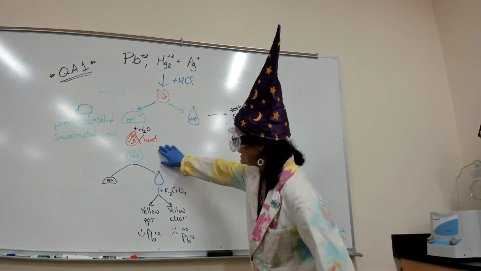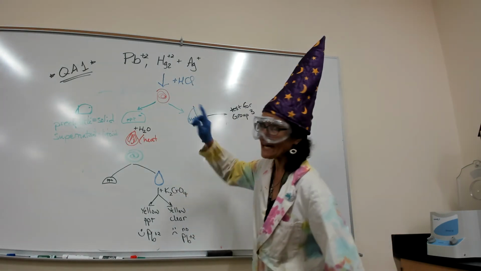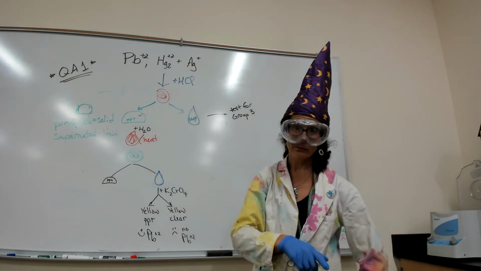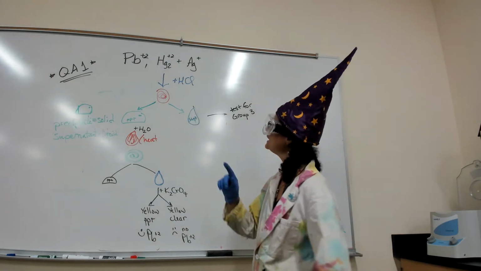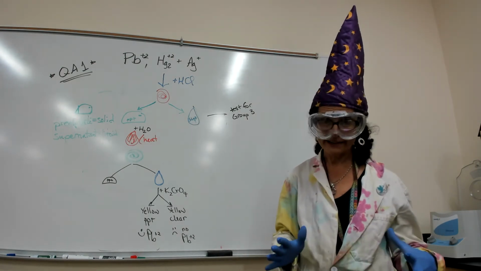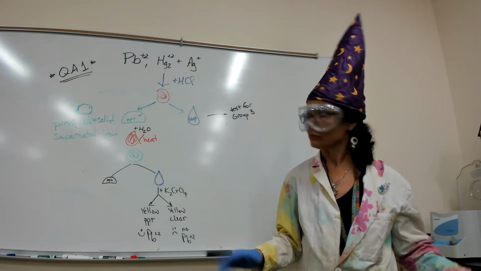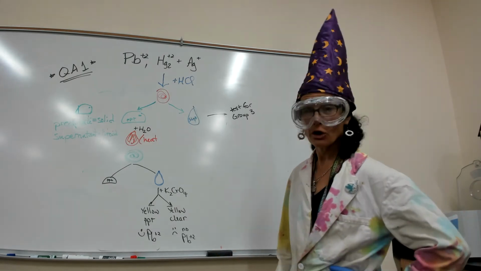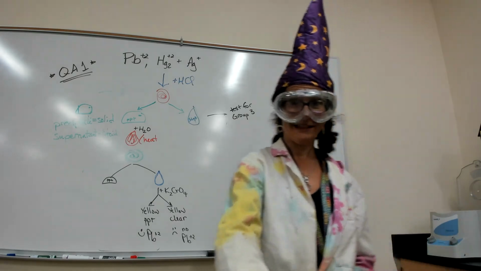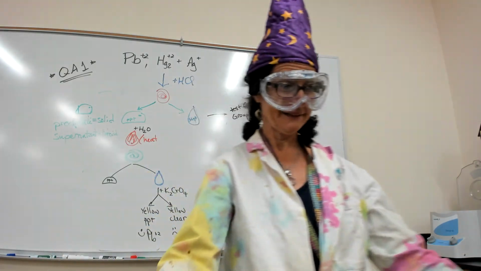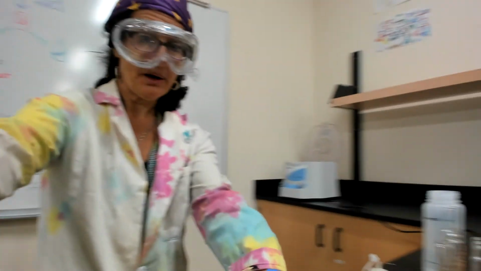So what happened with the heat is the lead chloride is soluble once you warm it up, whereas the silver and the mercury chloride are not. Again, no other cation will precipitate with chloride. Who figured this out? Who knows? But it's awesome, right?